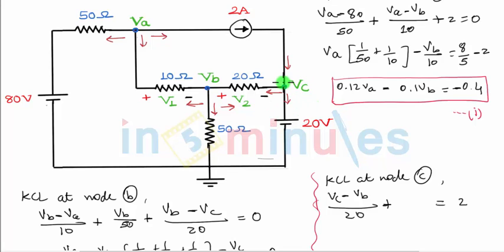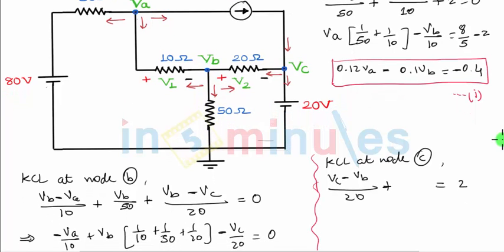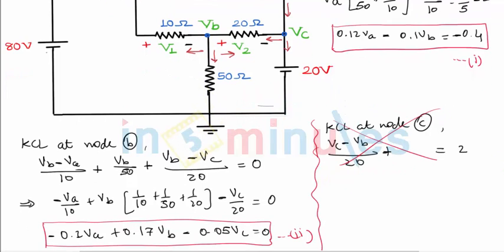Where there's a voltage source between node C and the ground, the reference node, whenever such is the case, the first conclusion is that we are not going to write any KCL equation, so I'll just cancel this out. Then the question is, how do you get the third equation? We will not get any equation, we will directly get the value of Vc.